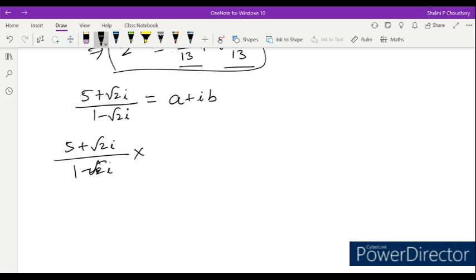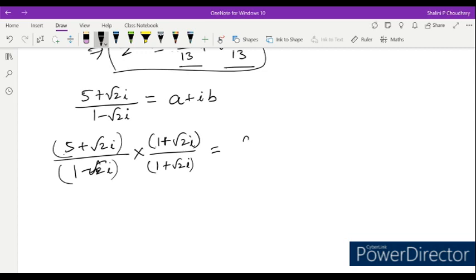So first of all we need to remove the i from the denominator. Denominator should be a real number. So what we'll do, we'll multiply by the conjugate of the denominator, that will be 1 plus square root of 2i. When we are multiplying with this one in the denominator, we need to multiply with the same complex number in the numerator, that will be 1 plus square root of 2i. Okay, so what result will we get?